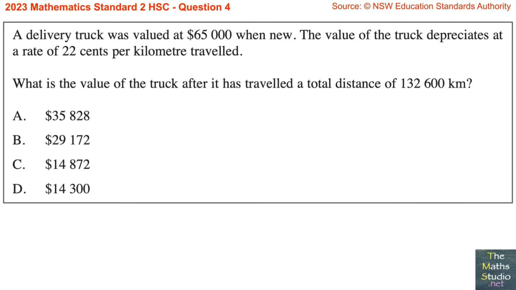Question 4. A delivery truck was valued at $65,000 when new. The value of the truck depreciates at a rate of 22 cents per kilometre travelled. What is the value of the truck after it has travelled a total distance of 132,600 kilometres?